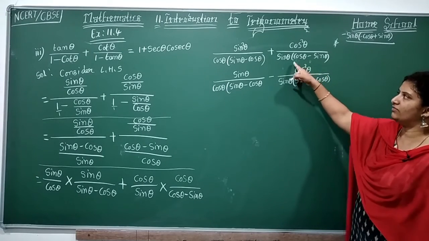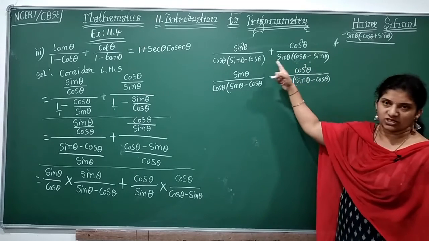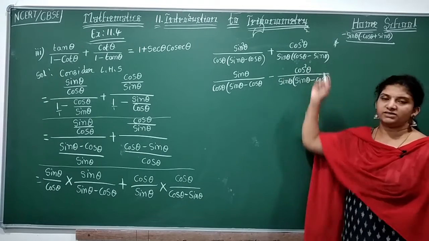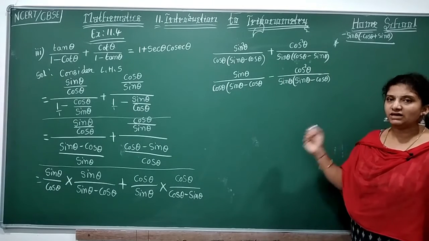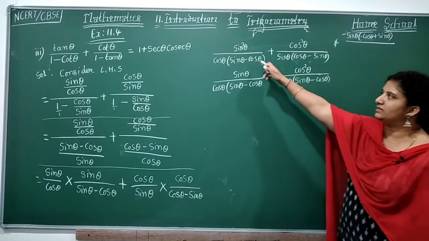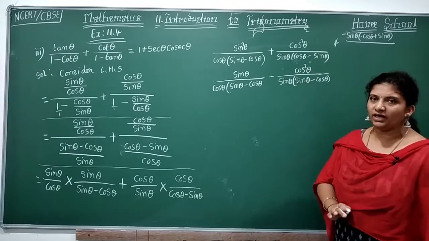So look here carefully. Here it is sin theta minus cos theta, and there it is cos theta minus sin theta. Both are not the same. I need to do something to simplify the problem, so I want to make this set the same. How can I do that?